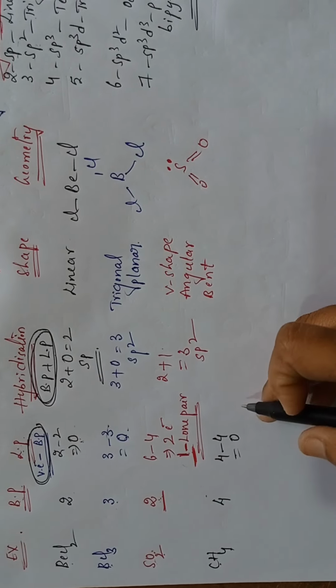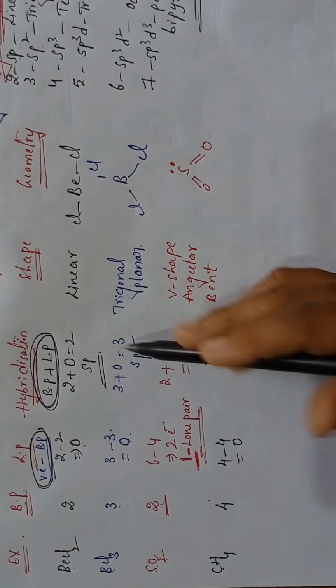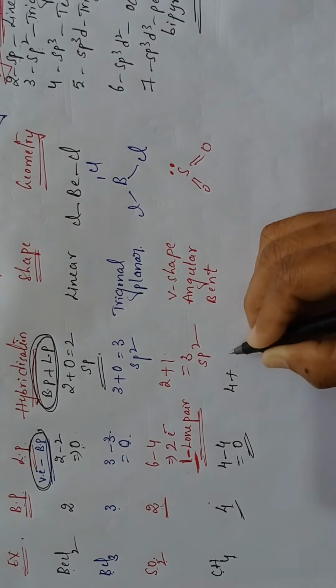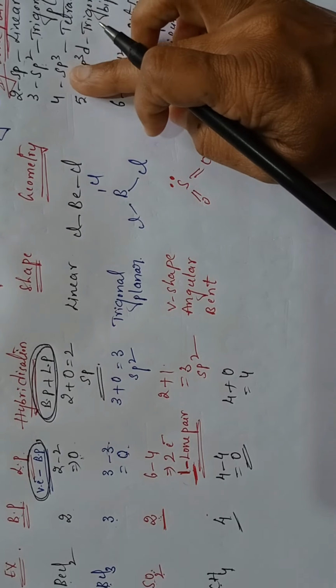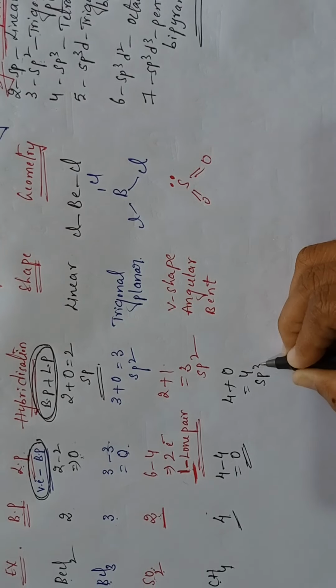Okay. Right. Now what is the hybridization? Bond pair plus lone pair. Bond pairs 4 plus lone pairs 0, so 4 plus 0 is 4. 4 means which hybridization, students? I told you 4 means sp3 hybridization. Now write that one, sp3 hybridization.